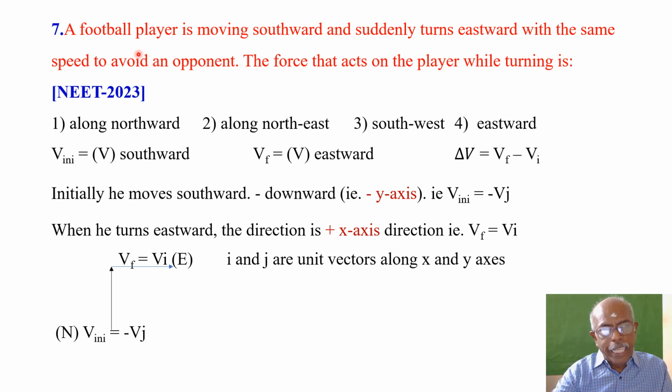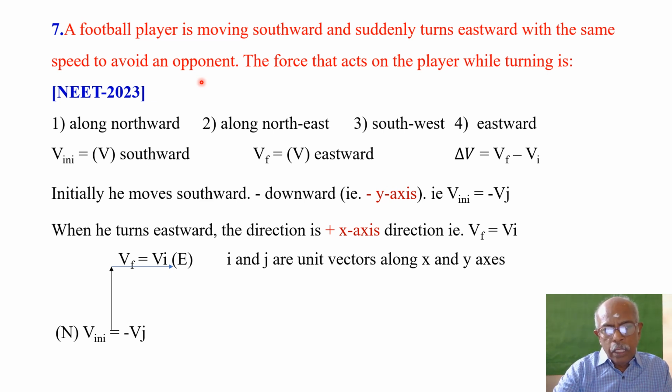A football player is moving southward and suddenly turns eastward with the same speed to avoid an opponent. The force that acts on the player while turning is what? Along northward, along northeast, along southwest, and along eastward. These are all the four options. This question has been asked in the NEET examination in the year 2023.